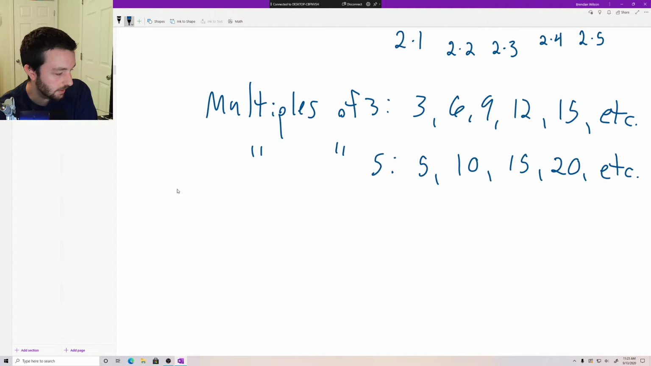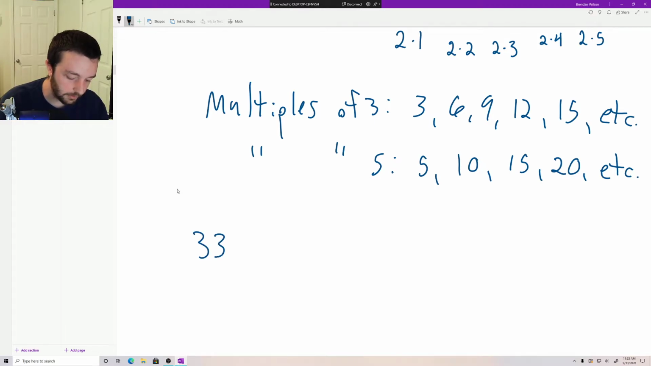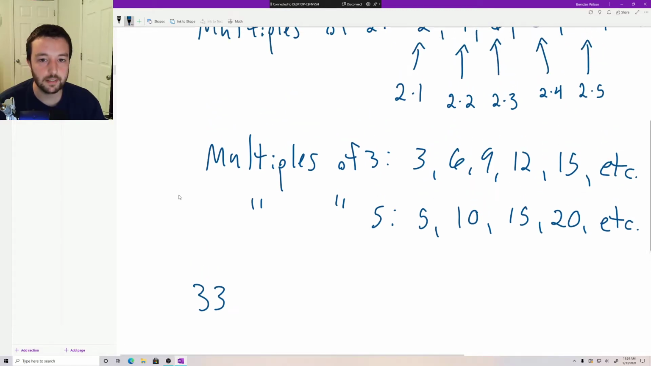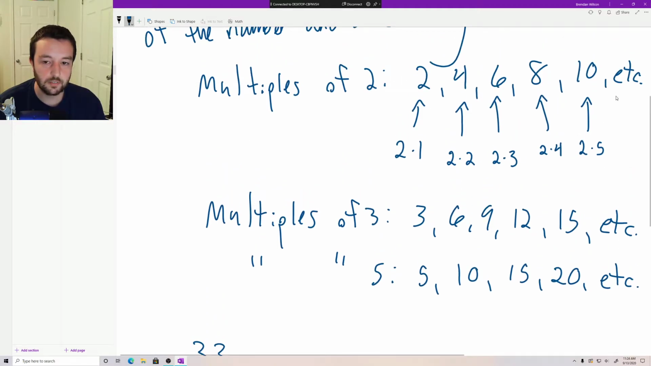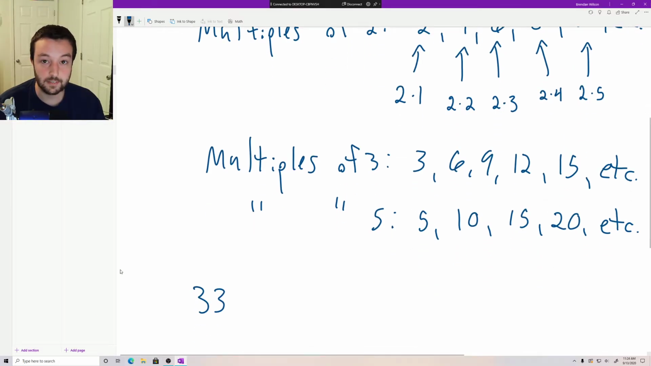One thing that we're going to be interested in is how do we determine if a number is a multiple of this? Okay, so what if we're given a number, say like 33, and we want to know, is it a multiple of 2? Or is it a multiple of 3, or is it a multiple of 5? There's certain patterns we can look for to determine this without having to list out all the multiples of 2 up to 33. Like notice for 2, all of the numbers are even. Okay. 33 is not even.